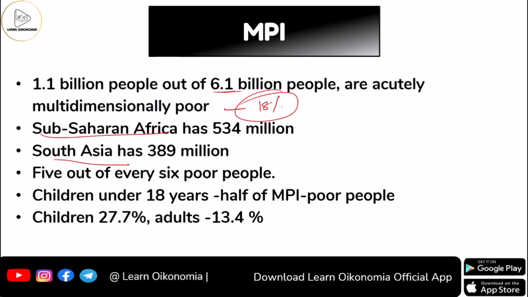And if you take the case of children under 18, half of children are MPI poor. And also you can see the exact proportion here is 27.7% of children as well as 13.4% of adults identified as multidimensionally poor.